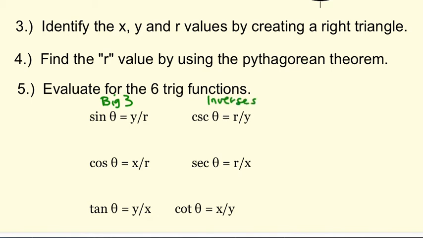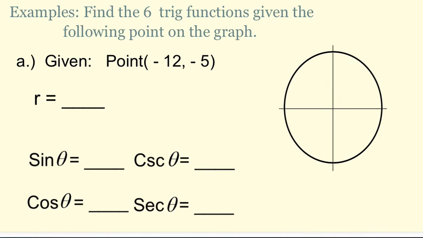Let's go ahead and do a practice problem. So here's what we give you. We give you a point, -12, -5. We want you to find the 6 trig functions. So step 1 is to set up that coordinate plane. Remember, this is your x-axis and this is your y-axis, and you want to create that point. So your x is -12. On the x-axis, we're going to go left 12. I'll just say it's about there. And then we're going to go on the y-axis down 5. And then here is our point, right here.